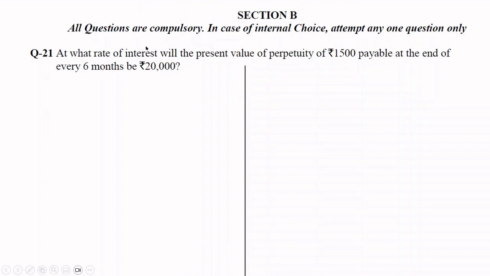So here in section B all questions are compulsory. In case of internal choice, attempt any one question only. All questions in section B consist of 2 marks.